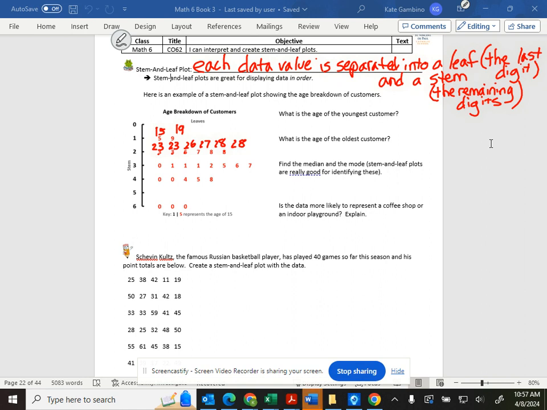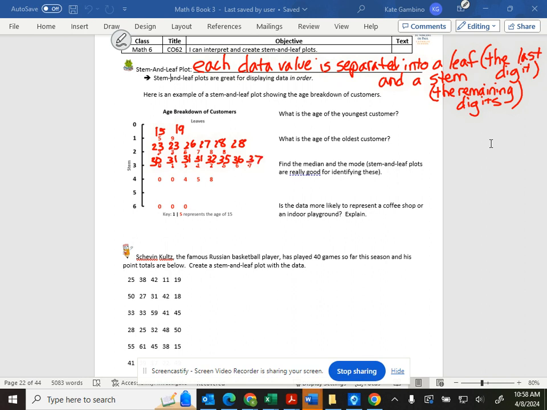Let's look at our next stem. Our next stem has a 3. So what age is that 0 represent, Ava? 30. What age does that 1 represent? 31. What age does this 1 represent? 31. What about this one? 31. What about the 2? 32. What about the 5? 35. What about the 6? 36. What about the 7?